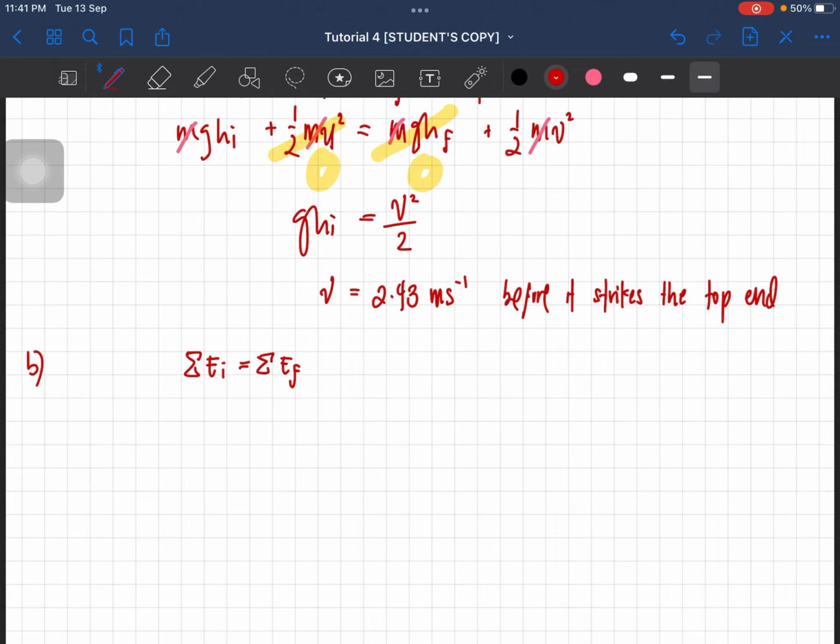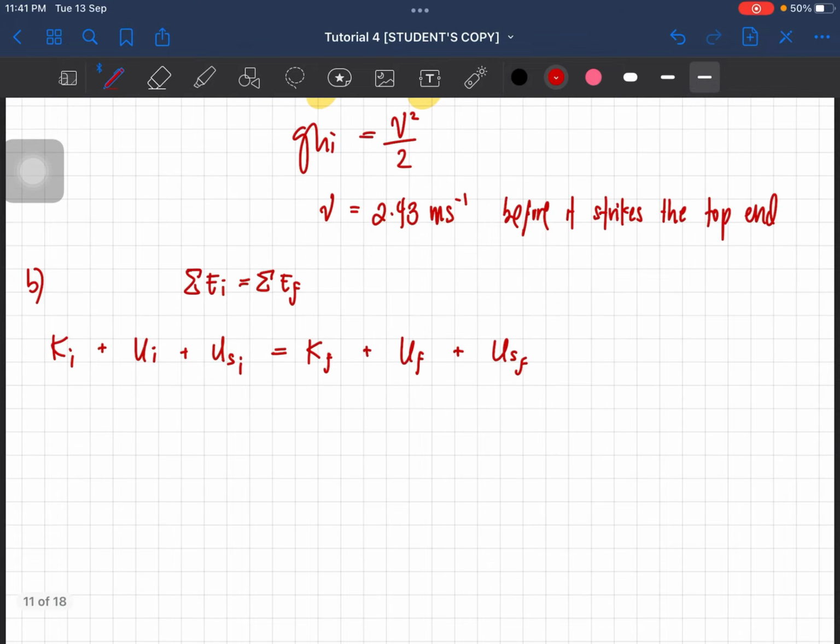Elastic potential energy. Okay, so elastic potential energy is, let me just write it down first. Kinetic energy, then we have gravitational potential energy, and then we have elastic potential energy, U_s. Initial equals final. Okay, so I'll expand them first.